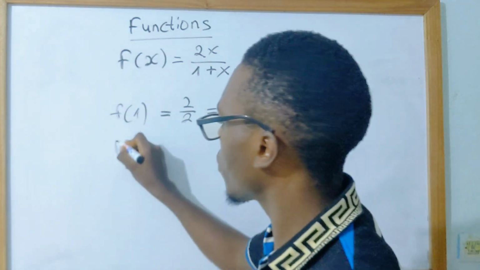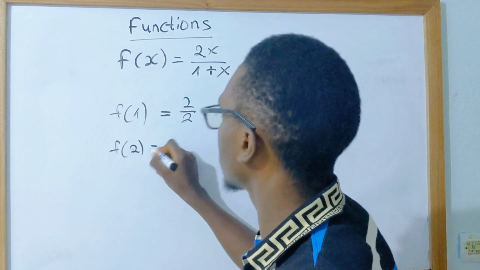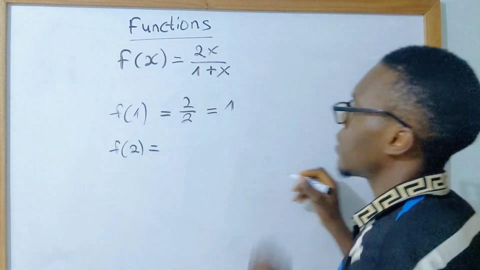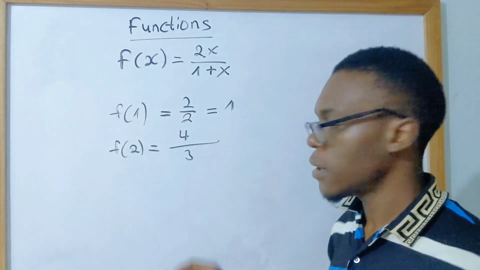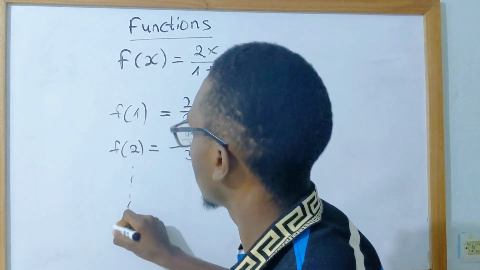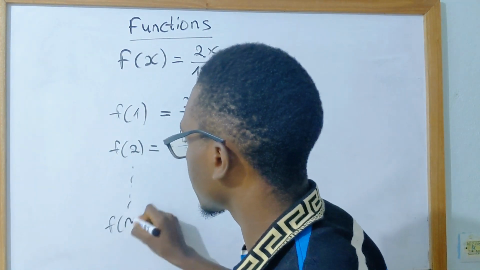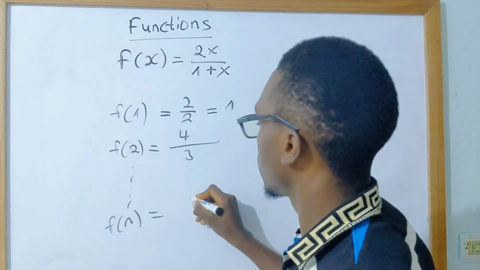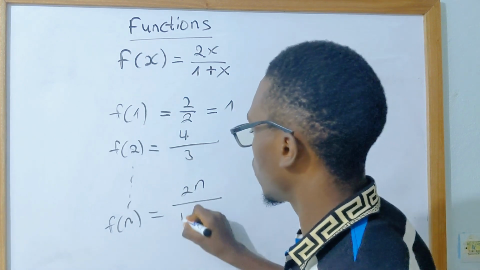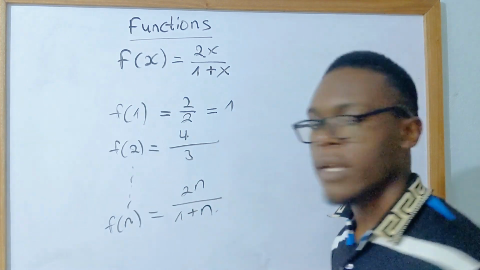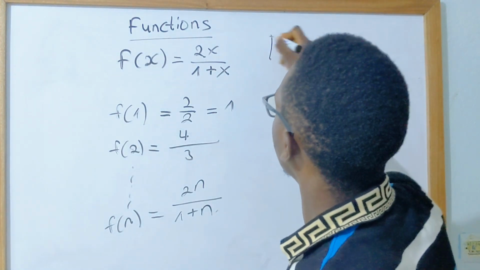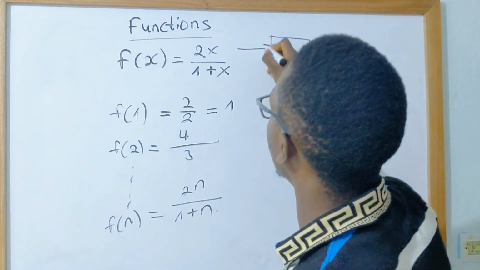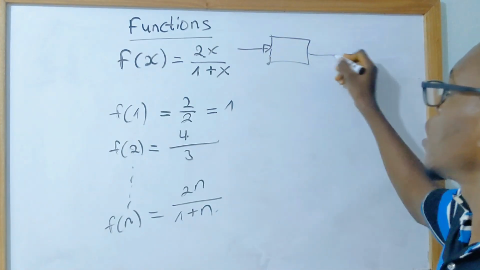What if you have this? I'm going to have what? This times this, that will be 4 all over 3. You see? And if you have f of maybe n, that will be what? 2n all over 1 plus n. That is how a function looks like. We have a machine that takes an input and drops what? An output.